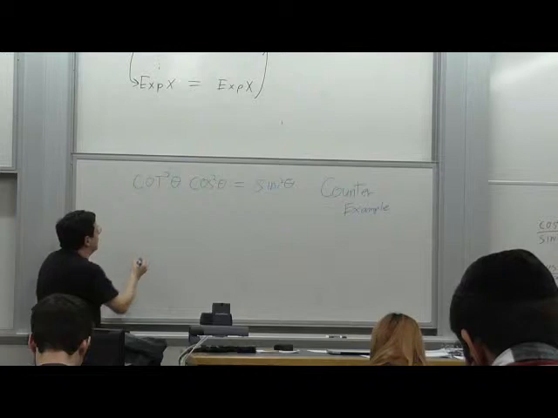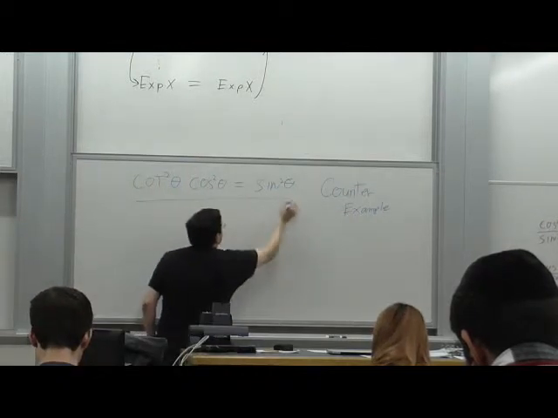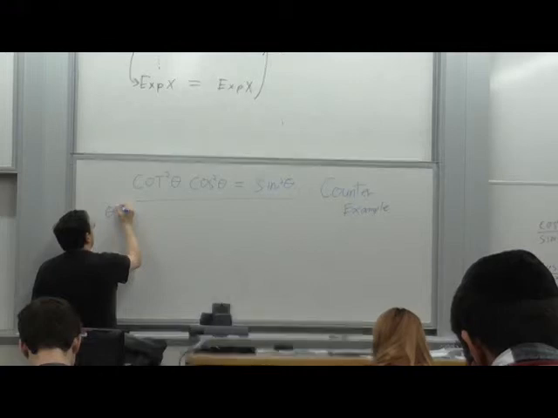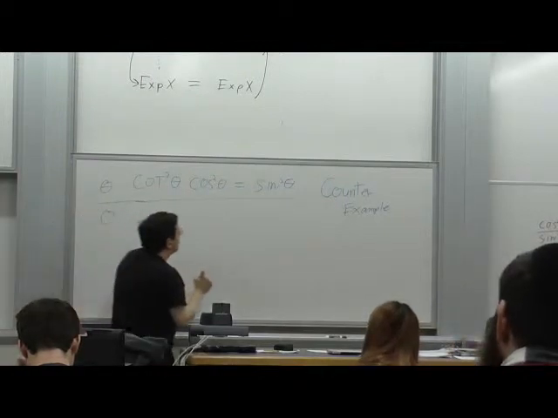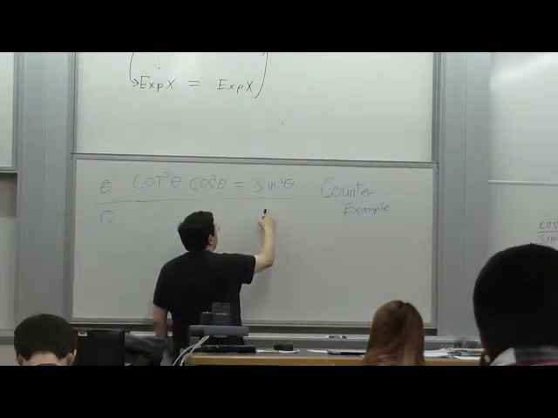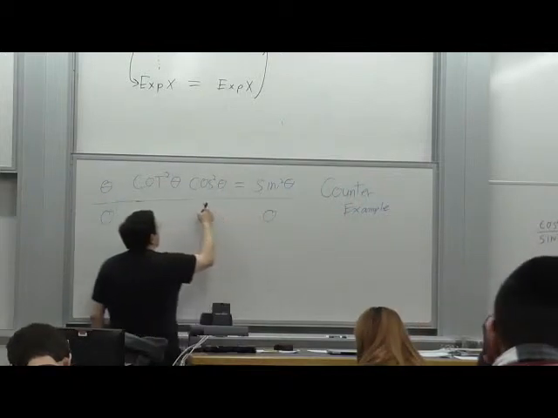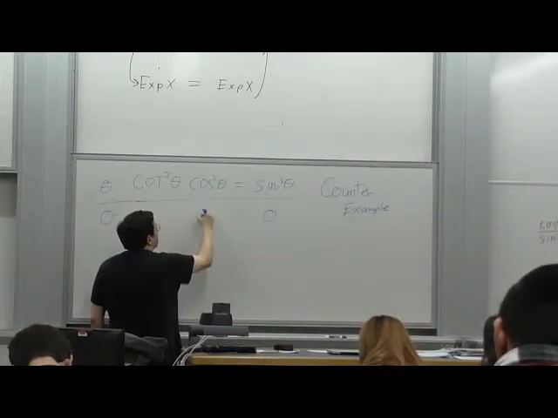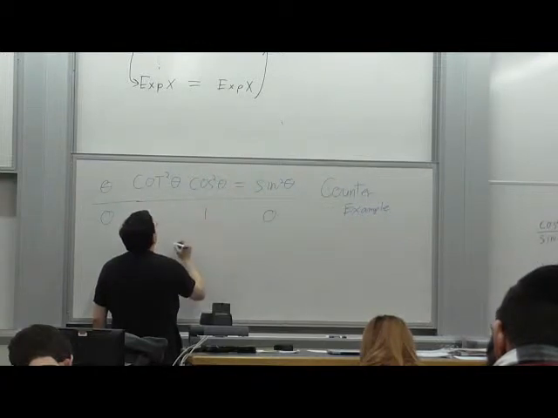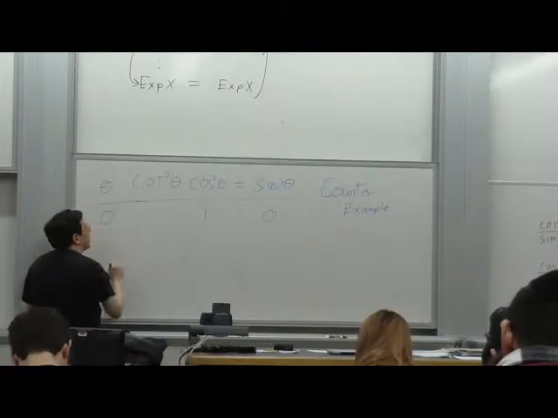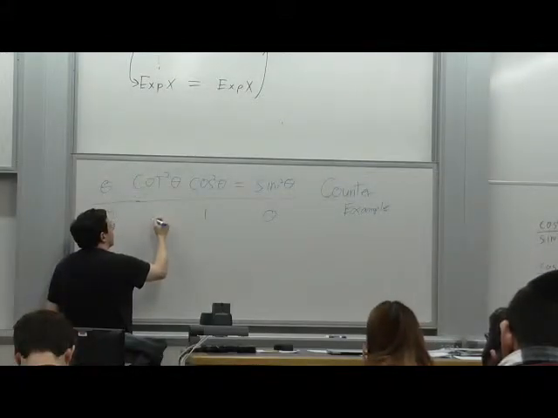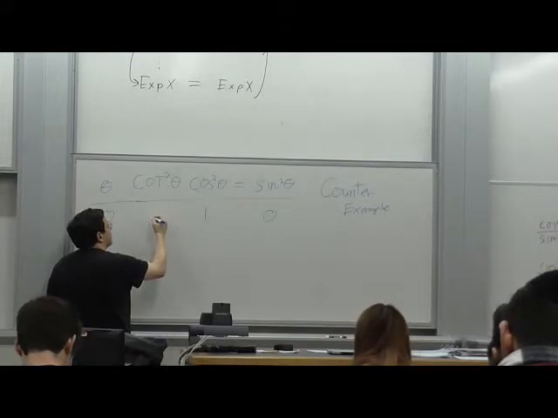So let's just try some things here. How about theta? Put theta here. Let's just try 0. So the cosine of 0 is 1. Oh, wait, that worked, didn't it? Cotangent of 0 is undefined. Right, so that's not really a good one.